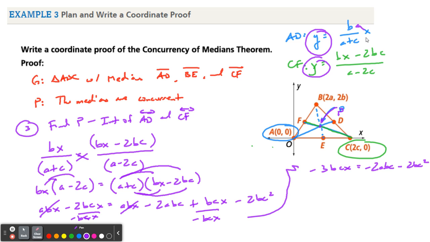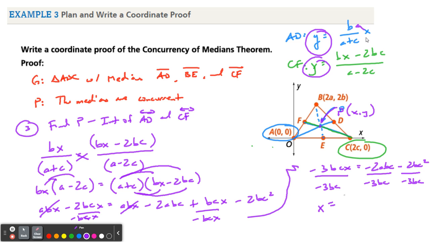And now I'm going to get x by itself, because that's what I'm trying to find. I'm trying to find the coordinates of x and y, right? X comma y. I want to find the x coordinate. So divide this by negative 3bc. And I'm going to divide each thing over here by negative 3bc. Because things will cancel, right? So over here, you just get x.